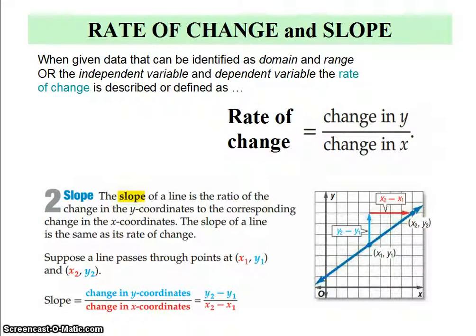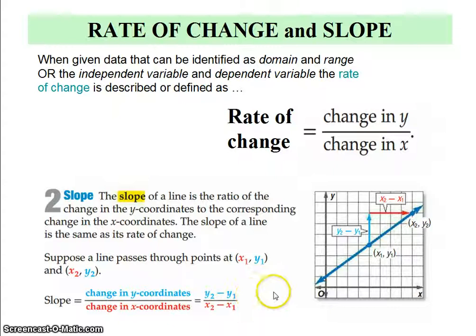Okay, so let's talk about rate of change. Rate of change is the exact same thing as slope. So you're going to see that you have change in y over change in x, and rate of change, we'll say, is when you're given data or you have a word problem, they'll ask you for the rate of change. You can calculate it the same as slope, which is your y coordinates over your x coordinates.